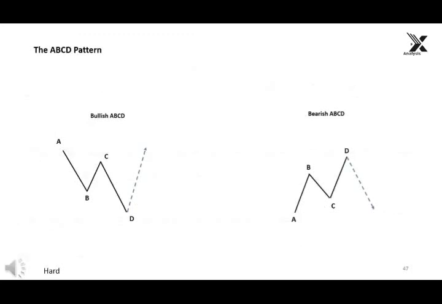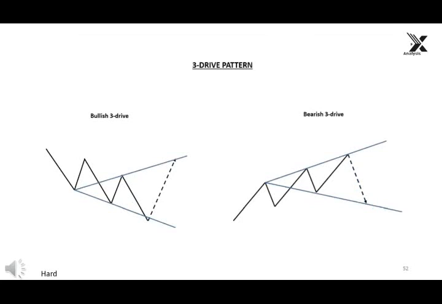ABCD pattern. There are two possible ABCD patterns, the bullish and the bearish version. The ABCD pattern is one of the greatest patterns, and probably one of the most used. It is very specific, and that makes it one of the pattern traders' favorites. Moving now on to complex patterns, like the 3-drive pattern, bullish or bearish.